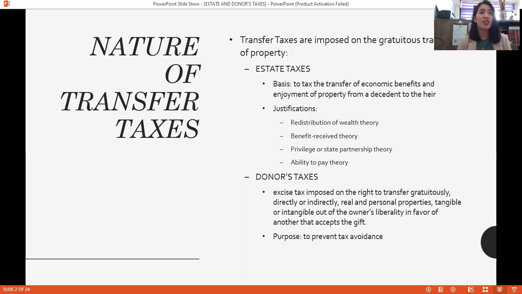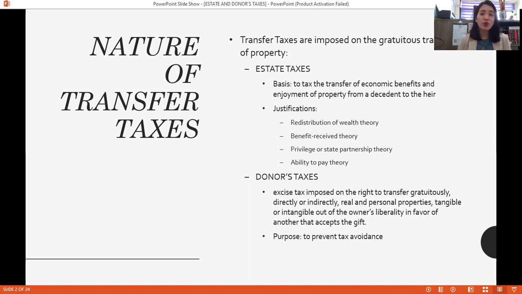Like for example, namatay yung tatay ni A. So, syempre, kung meron siyang mga properties, yung properties niya mata-transfer doon sa kanyang mga heirs. No? So yun yung example ng estate tax. Donor's tax naman kapag merong donation. Like for example, meron akong property, gusto kong ibigay sa kapatid ko na walang bayad. So ang tawag doon, donation.